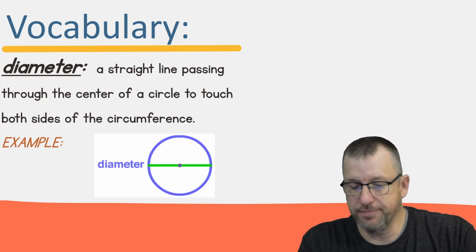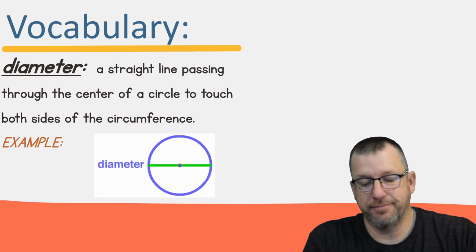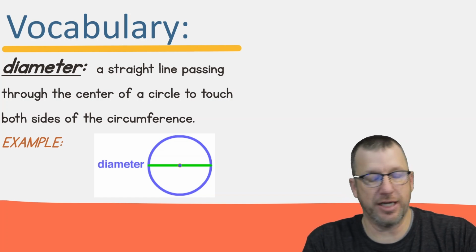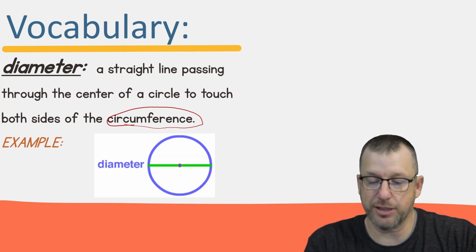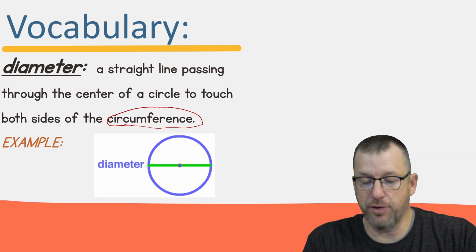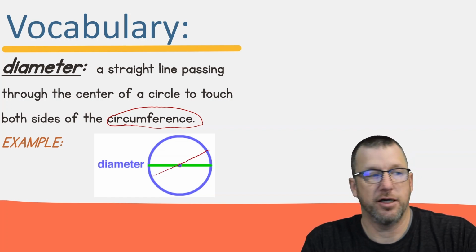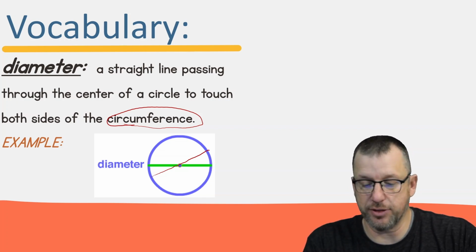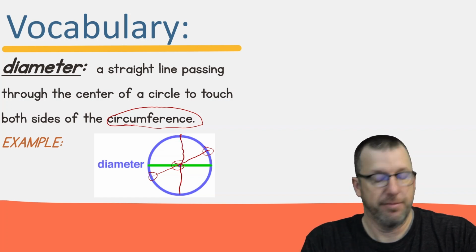Next one is diameter, okay? A straight line passing through the center of a circle to touch both sides of the circumference. We're going to get to that word in a second. But basically what it means is it's a line passing through the middle of the circle and touching both sides. It touches here and it touches there and it goes through the middle. Or another one could go from here to there. That's a horrible line, but it passes through the middle.